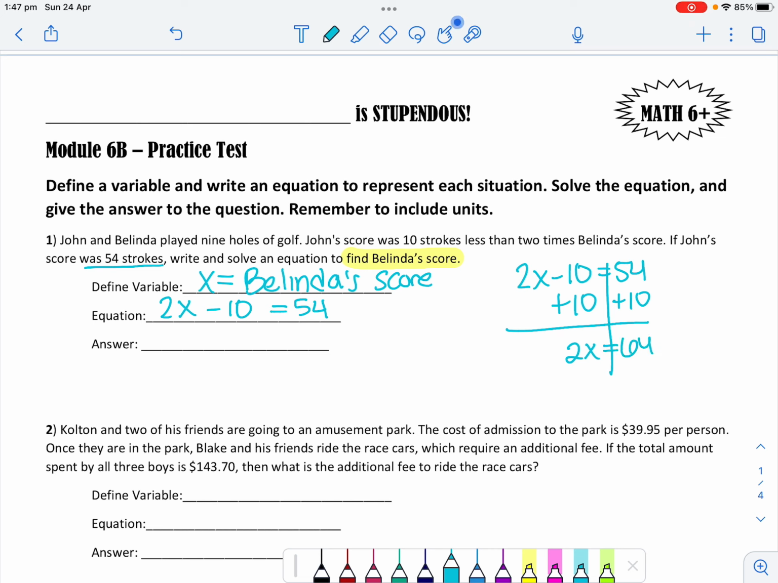So I'm going to add 10 to both sides and then divide by 2. So x equals 32. So 32 strokes.